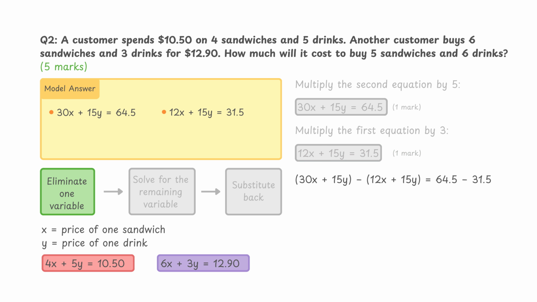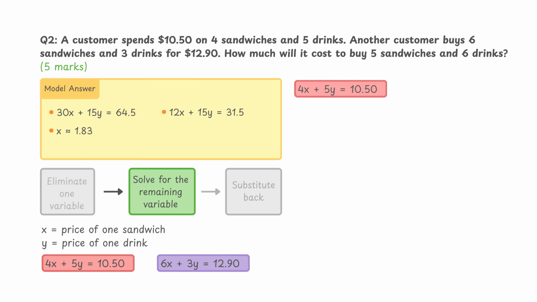Now subtract the equations. 30x plus 15y minus 12x plus 15y equals 64.5 minus 31.5. This simplifies to 18x equals 33. Now divide both sides by 18. x equals 33 over 18. So, x is approximately 1.83. This earns 1 mark.